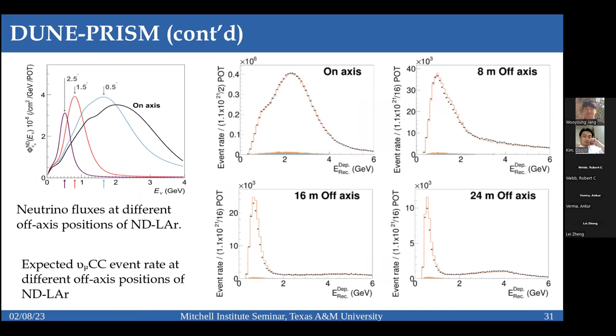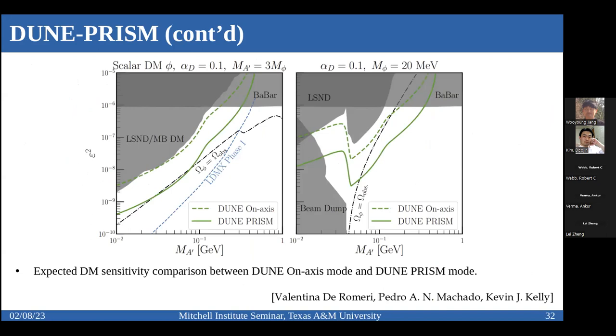You can see different neutrinos. This is the muon neutrino charged current interaction event rate. This is the on-axis case. This is 8 meter off-axis, 16 meter off-axis, and 24 meter off-axis. You can see that the flux is significantly reduced by locating the near detector in the off-axis position. So this reduces the neutrino background. This is work done previously by Kevin, comparing the on-axis mode and the PRISM mode.